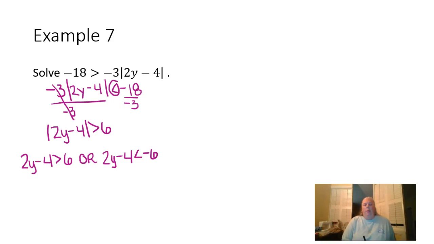Over here, the 2y minus 4 is greater than 6. Let's add 4 to both sides. That leaves me with 2y greater than positive 10. And when we divide the 2 away, we have y is greater than 5.